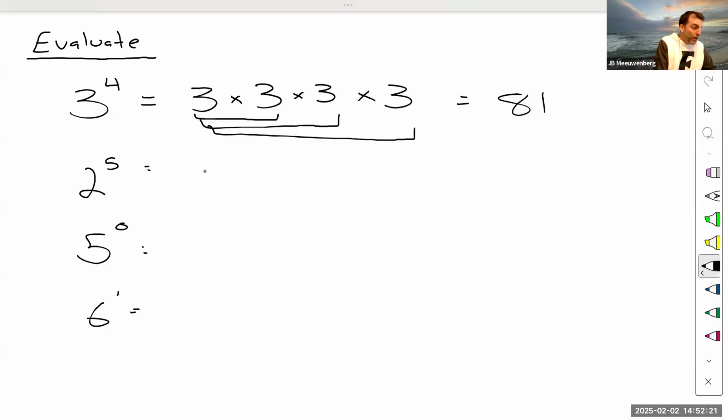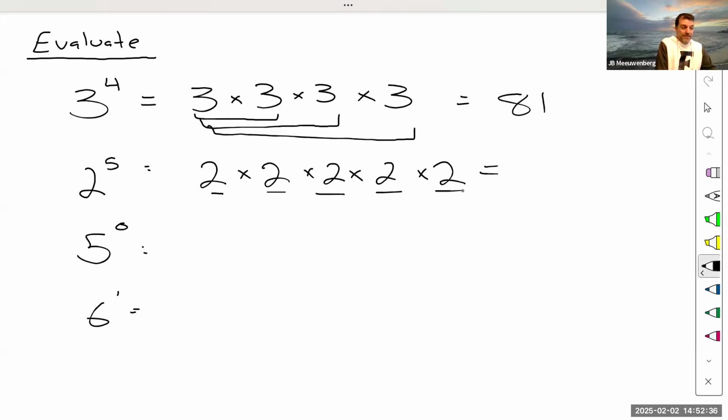So for the first one, 2 times 2 times 2 times 2 times another 2. So 5 2's all multiplied together. So we have 2 times 2 is 4, times 2 is 8, times 2 is 16, times 2 is 32. So 2 to the 5th power is equal to 32.